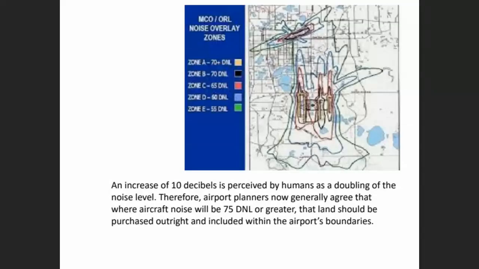This one just shows you a map of, I believe, Orlando. It shows you the noise levels. An increase of 10 decibels is perceived by humans as a doubling of noise level. Therefore, airport planners now generally agree that where aircraft noise will be 75 DNL or greater, the land should be purchased outright and included within the airport's boundaries. So you can see, obviously, as we go away from the airports, the contours become green or blue because there's less noise. The red area indicates the maximum amount of noise.